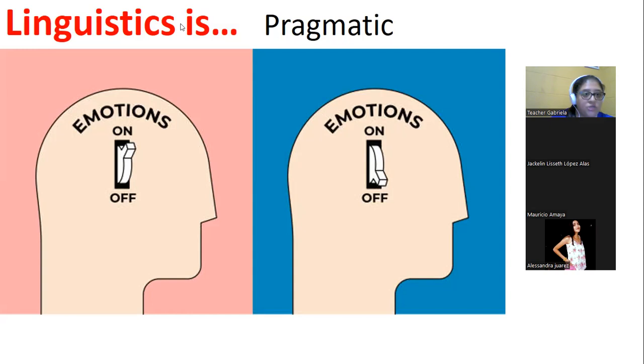But what about emotions on? Emotions on is when I'm very dynamic. I really want to participate. I really want to show you how I feel today, because today is Monday. So I feel so excited because, teacher, Mondays are my favorite days of the week. So that represents it to me. What about you, Jackie? And then Mauri.